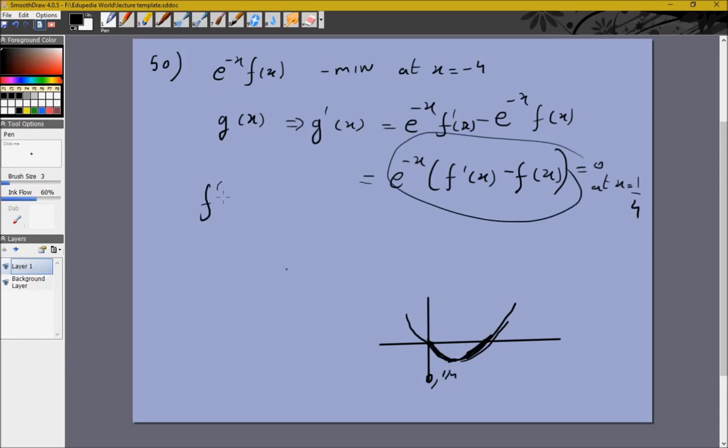That means f' has to be less than f between 0 and 1 by 4, and f' has to be greater than f between 1 by 4 and 1. So the only correct option is C. So the answer to this is C.